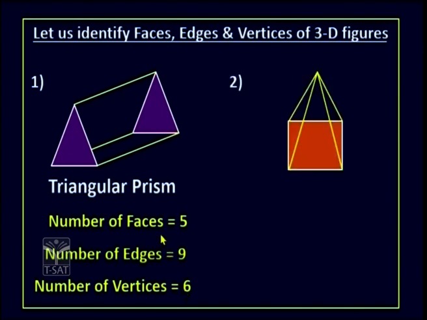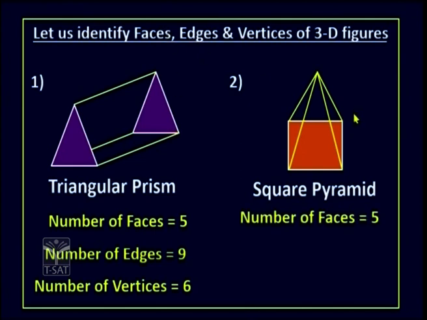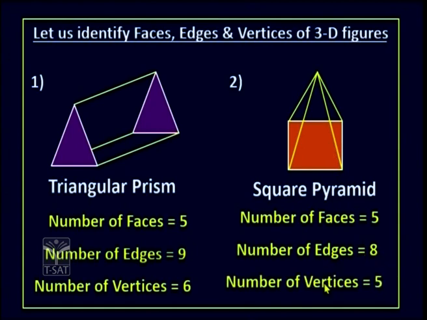I am taking the second one, a square pyramid. Can you tell me the number of faces, children, for square pyramid? Yes, we will have 1 base and lateral faces will be 4. So total 4 plus 1, 5. Number of edges, children: base you will have 4 edges and lateral surface if you consider you will have 4 edges, total 4 plus 4, 8 edges, children. And number of vertices will be at the base 4, top vertex 1, so total 5, children. So like this you have to find faces, edges and vertices of a 3D figure.